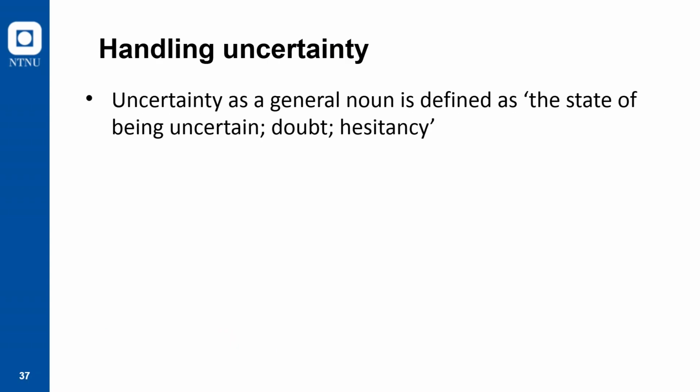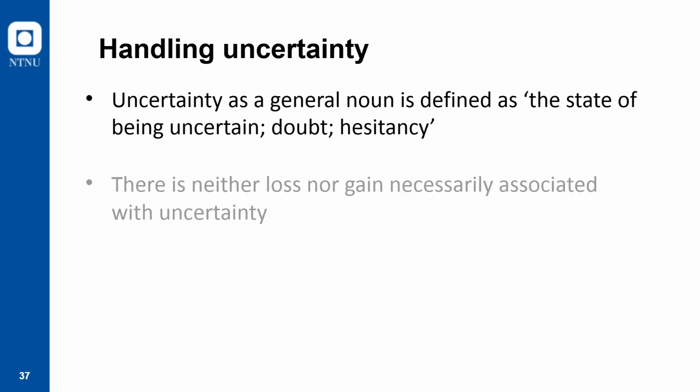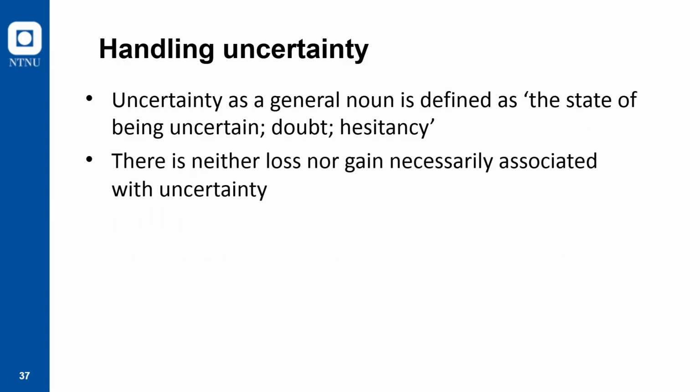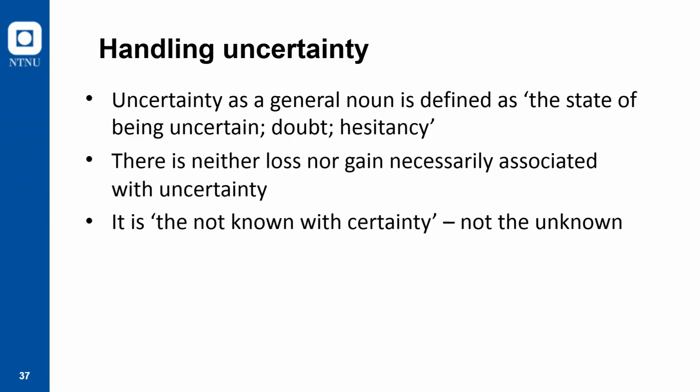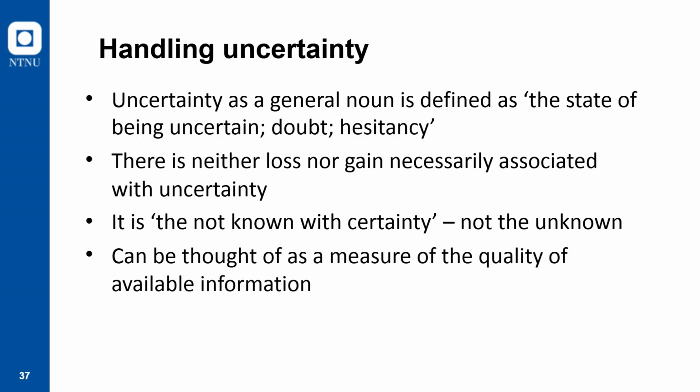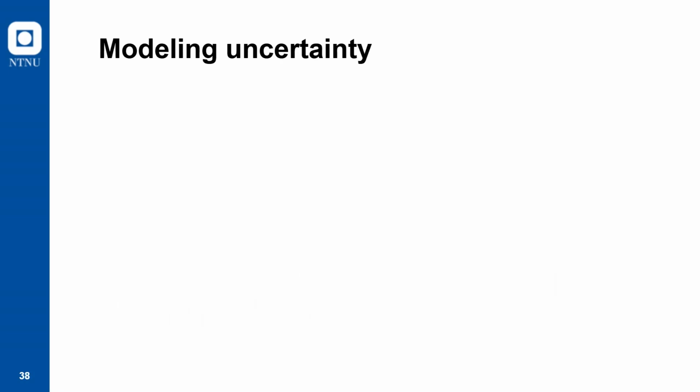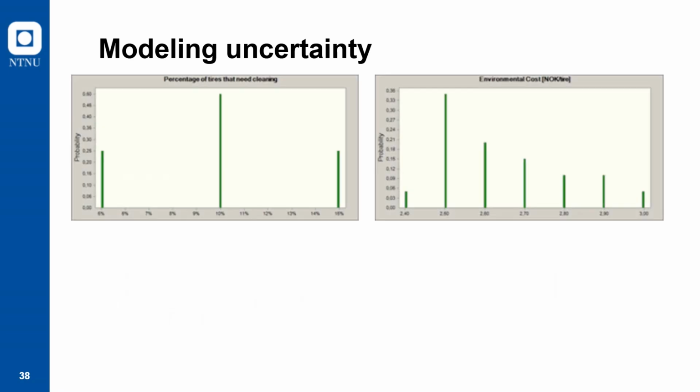So that leads us to the final topic, handling uncertainty. What's important to realize is that uncertainty is just the state of being uncertain, doubt, hesitancy. It's not necessarily loss or gain associated with uncertainty. It is not the known with certainty, basically. It's not the unknown, because if it's unknown, you can't put it in a model. So essentially, what I like to think of it as is a measure of the quality of available information. That I think is an okay way of looking at it.